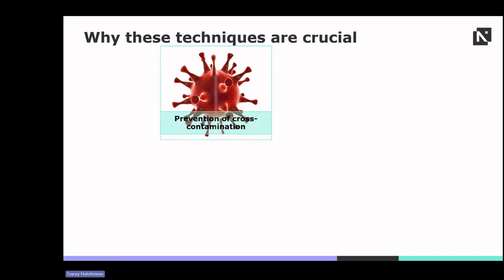So why are these techniques crucial? These techniques are crucial in stopping the spread of infections for several reasons. Prevention of cross-contamination. Proper hand washing techniques and the correct use of PPE help prevent cross-contamination between healthcare workers, patients and the environment. By removing pathogens from hands and using protective equipment, the risk of spreading infection is significantly reduced.